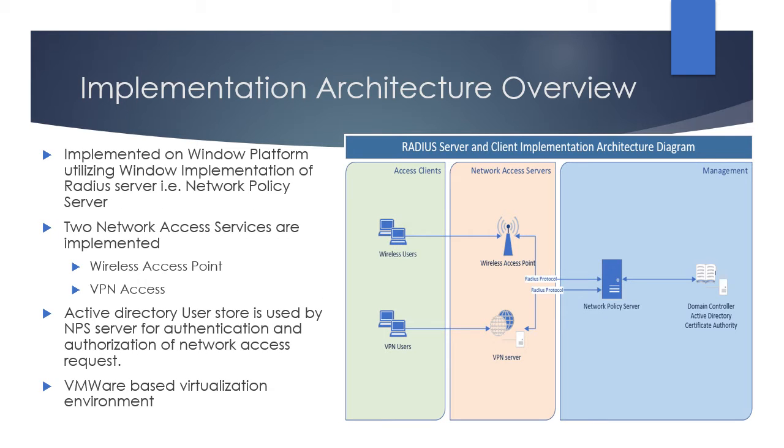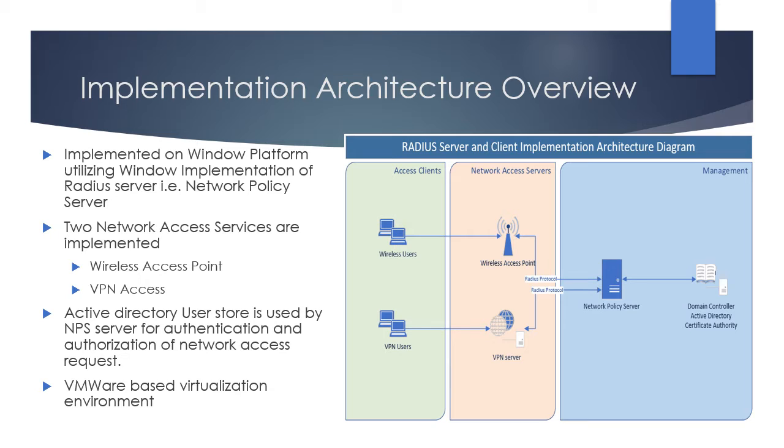This slide provides an overview of the approach used in the implementation. This project is done on Windows platform using Network Policy Server. VMware-based virtualization platform is used to host 3 Windows Server 2016 instances. 2 network access services will be configured. One is wireless access point, another one VPN server. NPS server will use Active Directory user store for authentication.